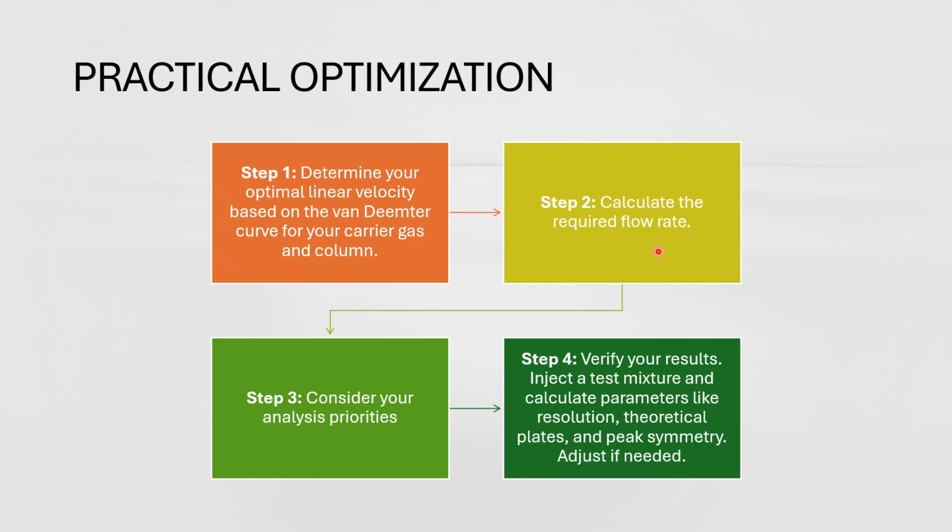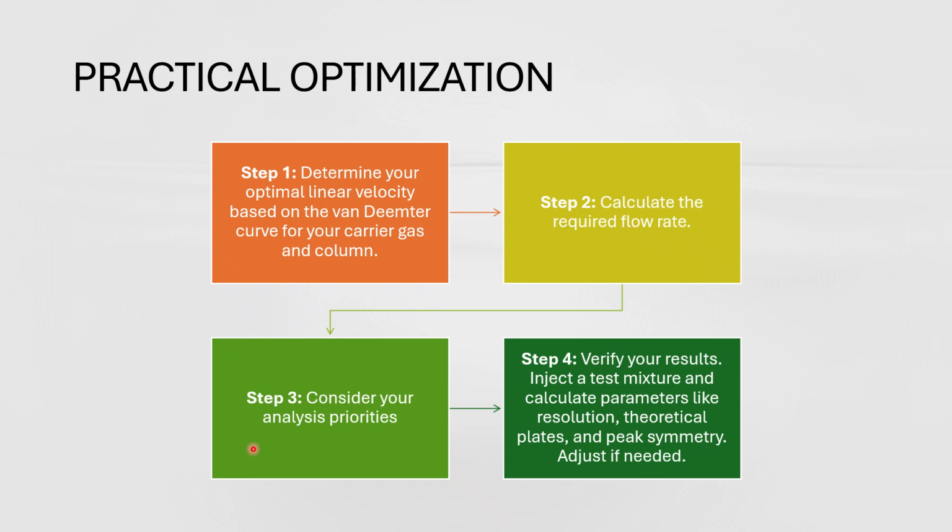Second is calculating the required flow rate. Remember, linear velocity and volumetric flow rate are different. The flow rate depends on your column dimensions. Most GC software can calculate this for you.